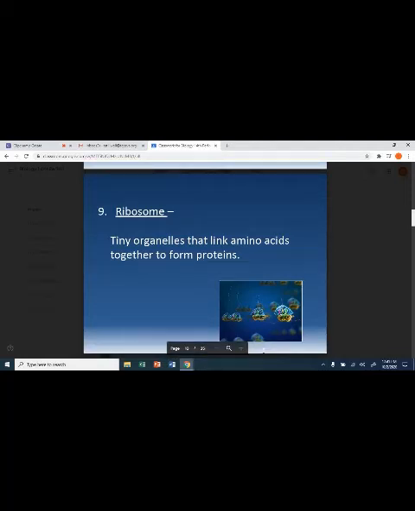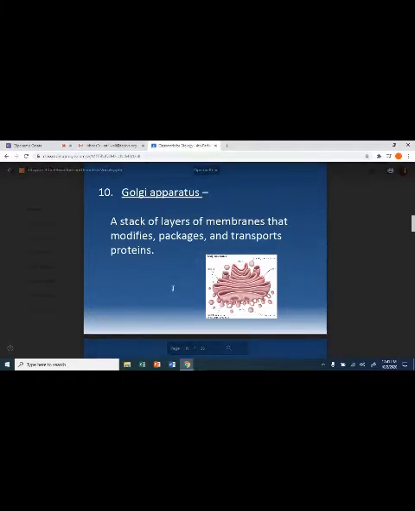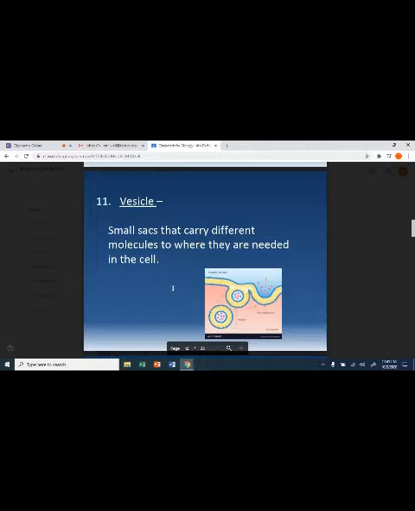Ribosomes are tiny organelles that link amino acids together to form proteins. Ribosomes form proteins. Golgi apparatus is a stack of layers of membranes that modify, package, and transport proteins. Think of the Golgi apparatus as the mailman. And the vesicle is like the mailman's vehicle. They're small sacs that carry different molecules to where they're needed to go in the cell.